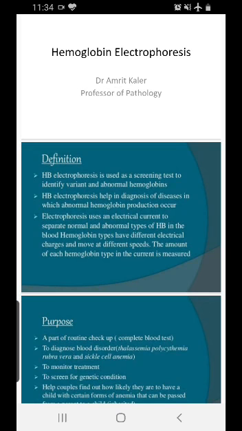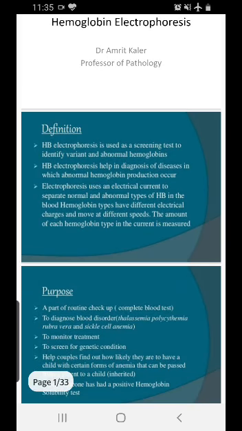So let's see, what is hemoglobin electrophoresis? This is basically used to screen and identify variant and abnormal hemoglobins, and also helps in the diagnosis of the diseases in which abnormal hemoglobin production is there. What are the different types of diseases which produce abnormal hemoglobin? We will be talking a little bit about that in the third or the fourth slide. And what is the mechanism, that also we will be talking about.